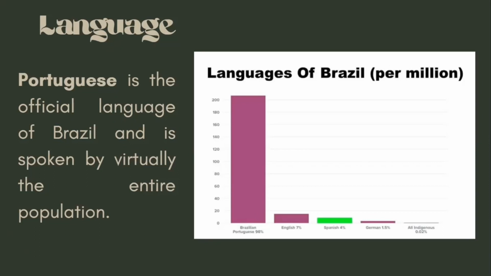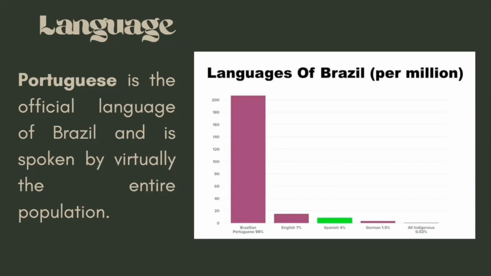Now, today, Portuguese is actually spoken by virtually the entire population of Brazil, and it is the official language and the primary means of communication in the country. Portuguese is also an important language in the international community as it is one of the most widely spoken languages in the world. And despite the dominance of Portuguese in Brazil, there are also numerous indigenous languages spoken throughout the country, particularly in remote areas of the Amazon rainforest.